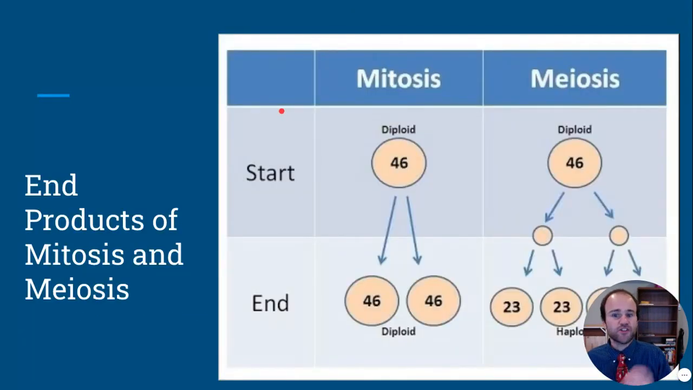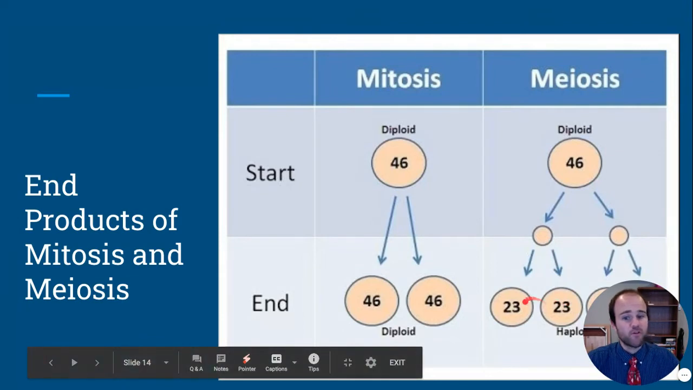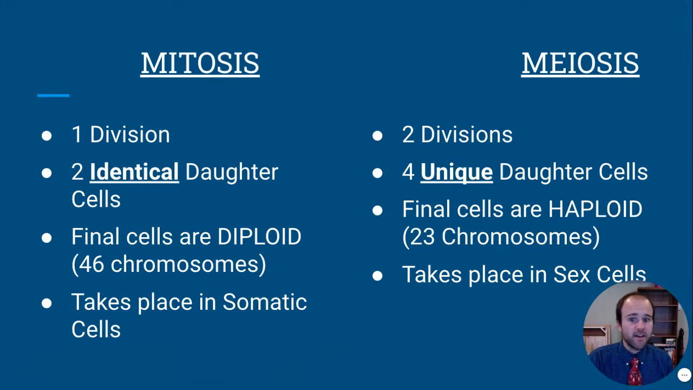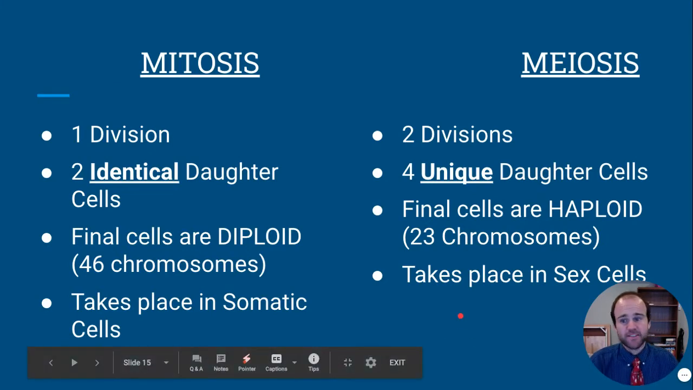So to rehash, mitosis starts out with 46 chromosomes, it replicates, splits, and we end with 2 daughter cells, same information, 46 chromosomes, still diploid. In meiosis, we start out with our 46 chromosomes, we replicate them, but we divide from double file, so we're splitting apart those homologs. We end up with 2 cells that have 23 replicated chromosomes, and then those replicated chromosomes are going to break apart, and we end up with 23 unreplicated chromosomes in each of the 4 daughter cells that are all completely unique. So mitosis, 1 division, 2 identical daughter cells, diploid cells in somatic cells. Meiosis, 2 divisions, 4 unique daughter cells. The final cells are haploid, and they only take place in gametes, or those sex cells. I know it sounds like I'm repeating myself a lot, but I really want to make sure you get these details. These are important.